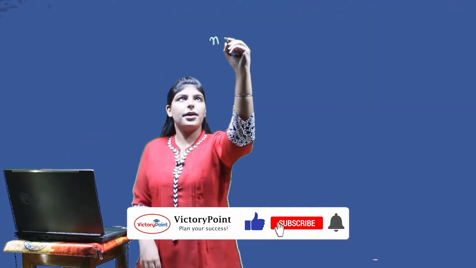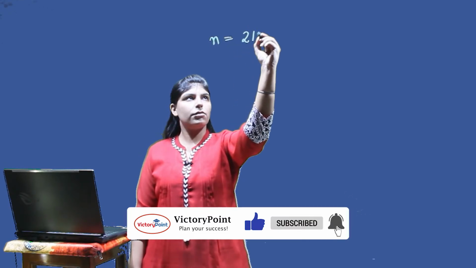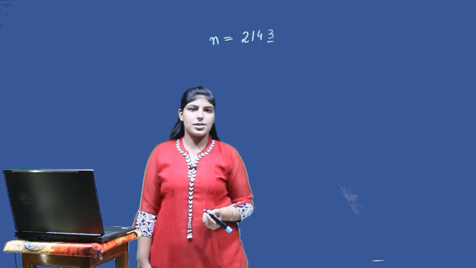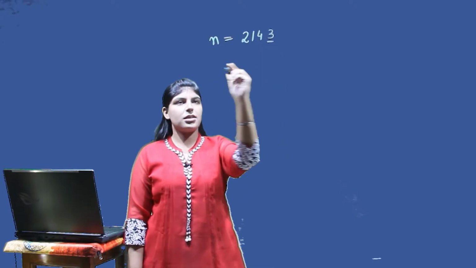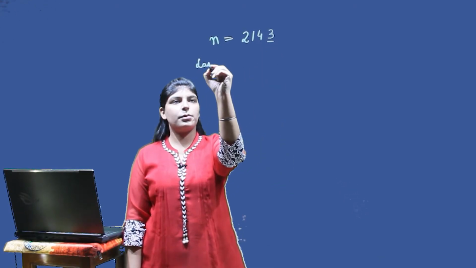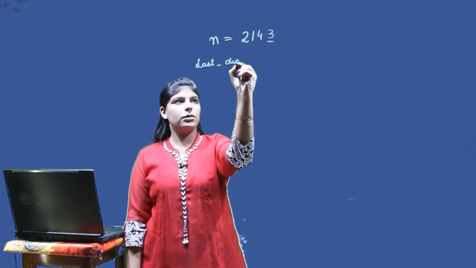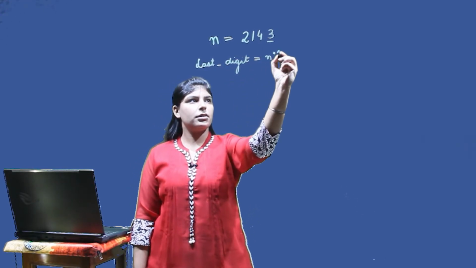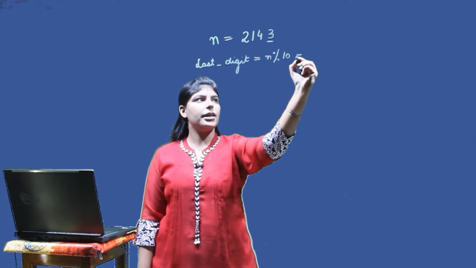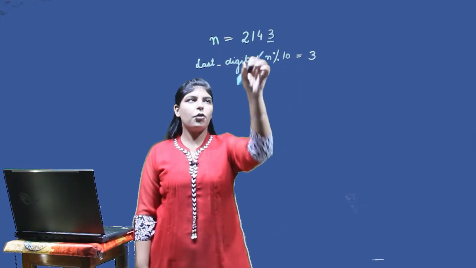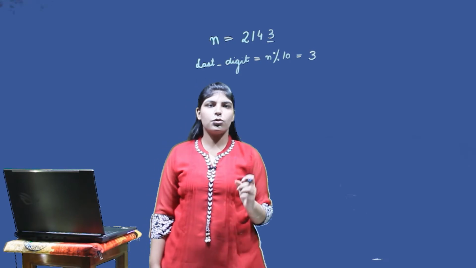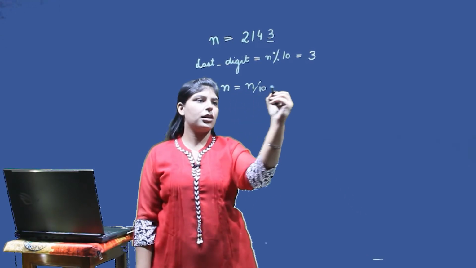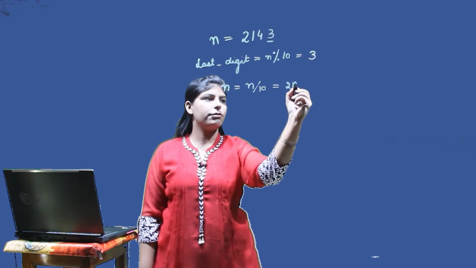Suppose we are given number n as 2143. So first we will extract the unit digit of this number. So how will we calculate the last digit? The last digit will be equal to n mod 10. So I'll get 3 here. Now how will we calculate the remaining number, that is 214? So I'll write n as n divided by 10. Now n will become 214.